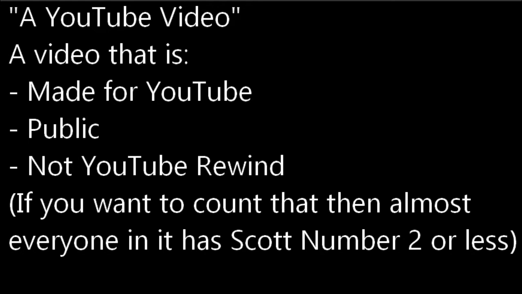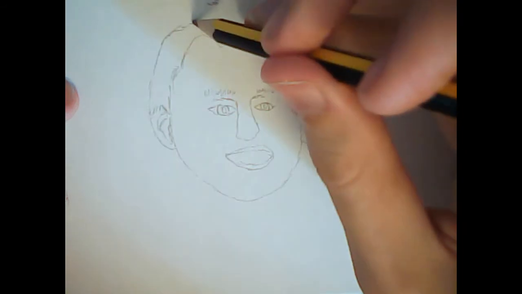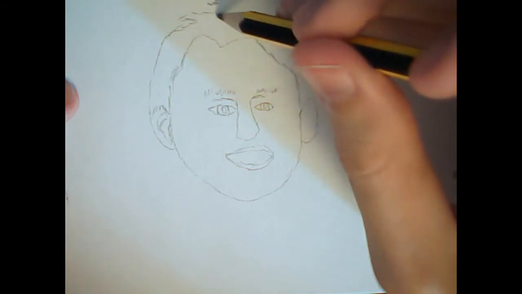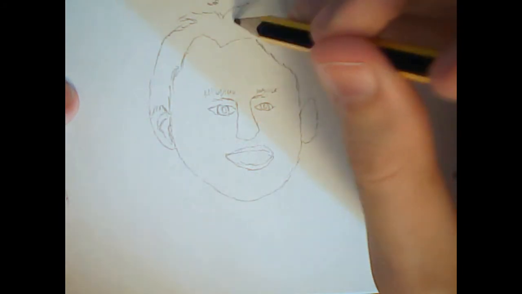If you do want to count them, then just add everyone who has ever participated in any of them to the Scott number of 2 list, except for, and I'm not joking, Rebecca Black, who was the only YouTuber who made content specifically for the 2011 Rewind. And finally, Tom Scott means Tom Scott, the science communicator, not the musician or anyone else named Tom Scott.